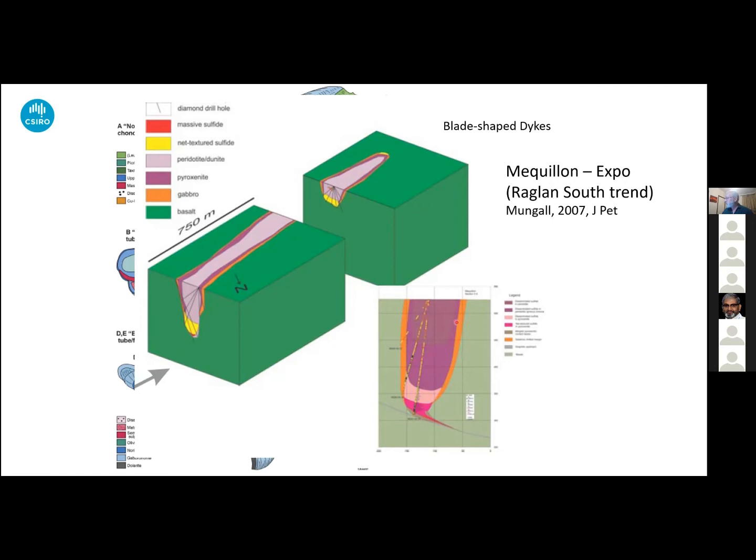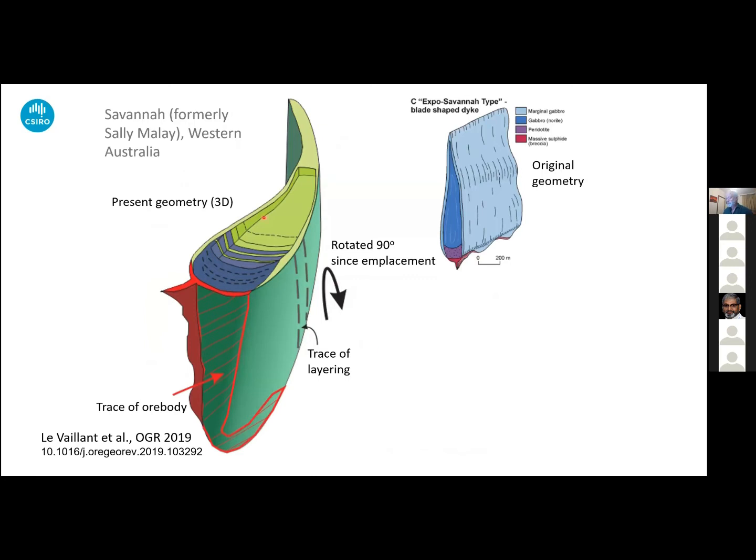This is an example of one of them. I think this is the Mequillon dike. The massive sulfides accumulated in the tip of the dike and also extending out into the country rock. Where this happens, they're very commonly tectonized and sheared, which has led people to assume that they are tectonically in place in the first place. But I'm not sure that's the case, and I'll try and show you why in a minute.